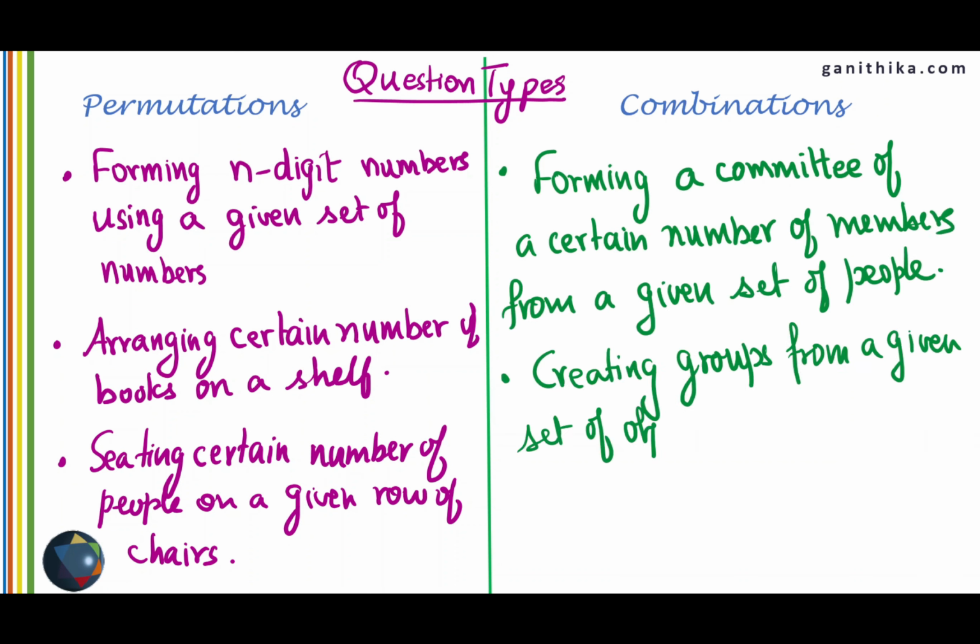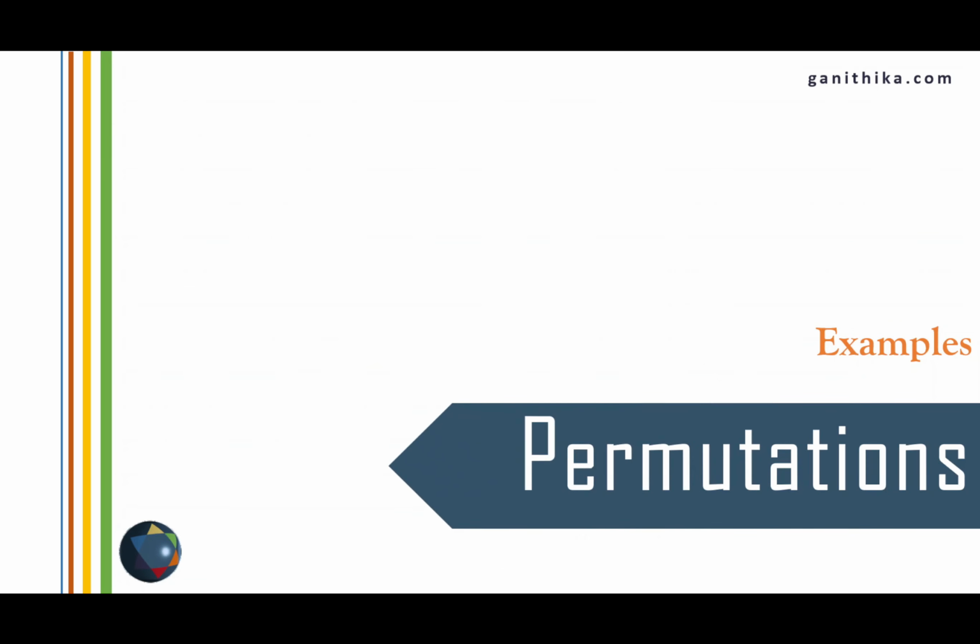Combinations always come under forming a committee, forming groups, creating groups from the given set of objects, forming a committee from a given set of people, and so on. So these types of questions come under combinations. Usually selecting people to form a committee, selecting people to form a group are under combinations. Let's see some examples for permutations first and then go to combinations.